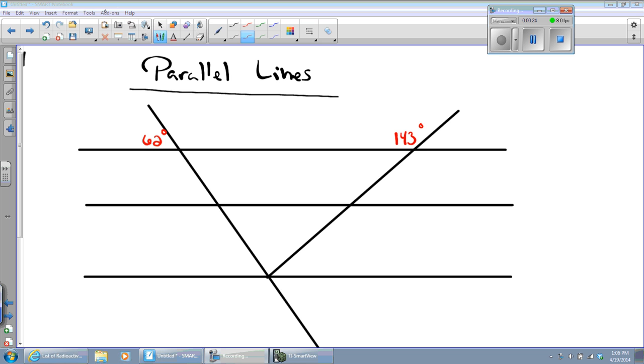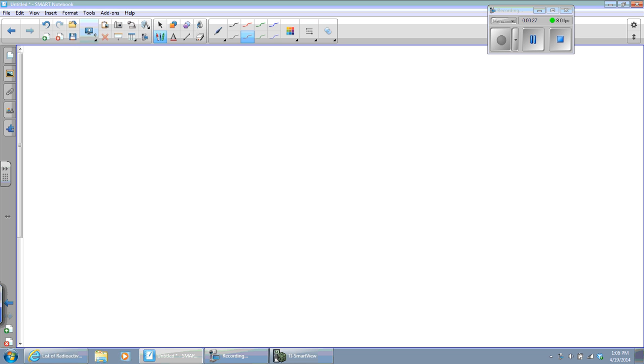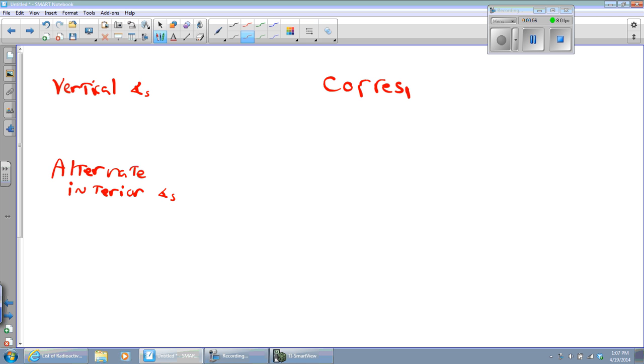Parallel lines cut by a transversal, but I want you to make some flashcards for this. On the flashcards, you're going to have one flashcard that says vertical angles. That's a symbol for angles. You're also going to have alternate interior angles. Okay, there will be corresponding angles.